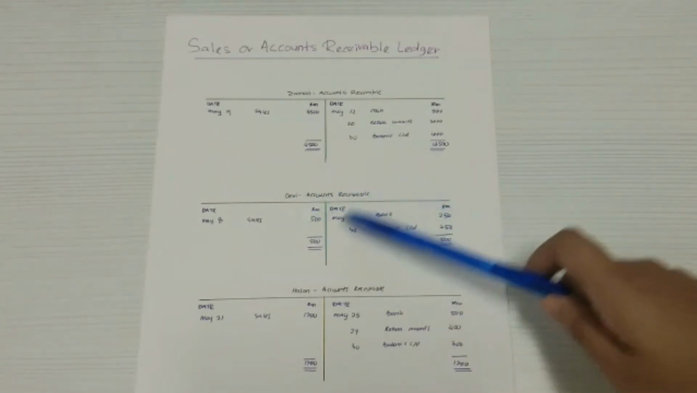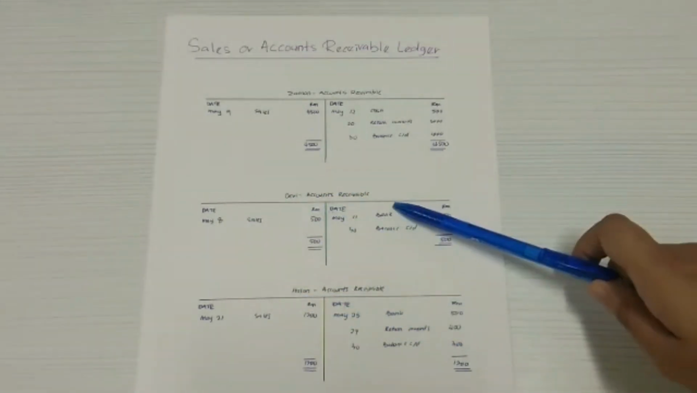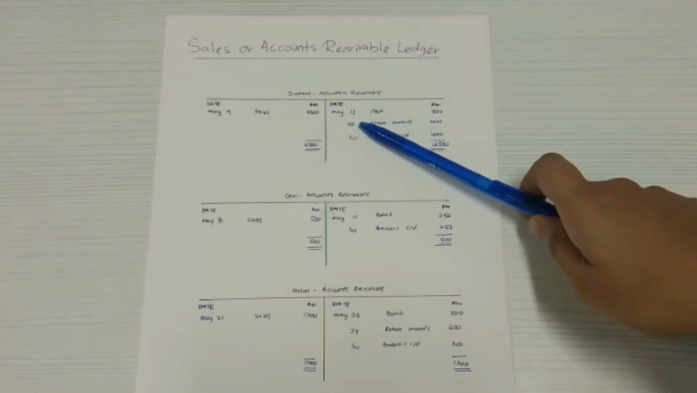Dewi accounts receivable and Hassan accounts receivable are the same thing. Do it as in the Zaman ledger.